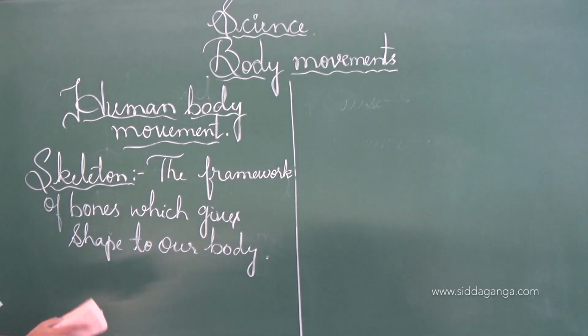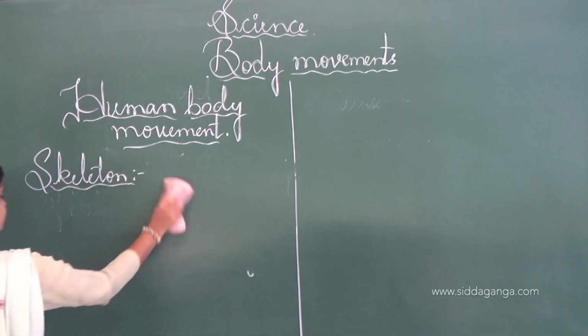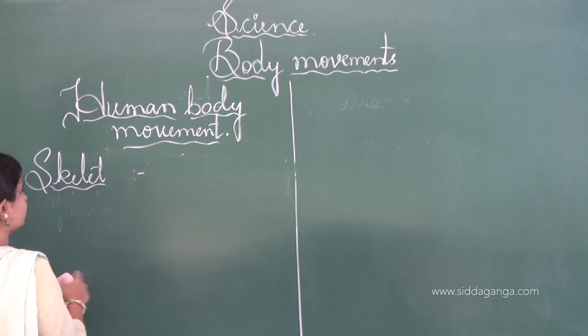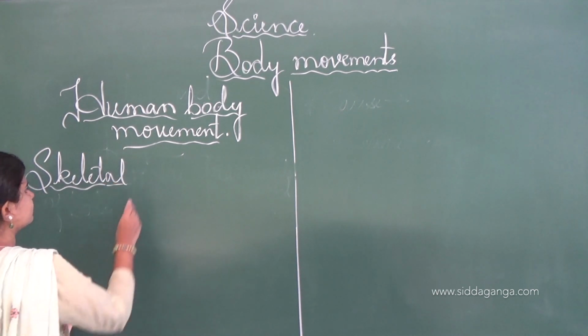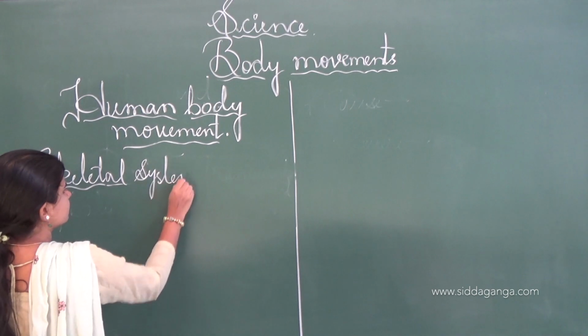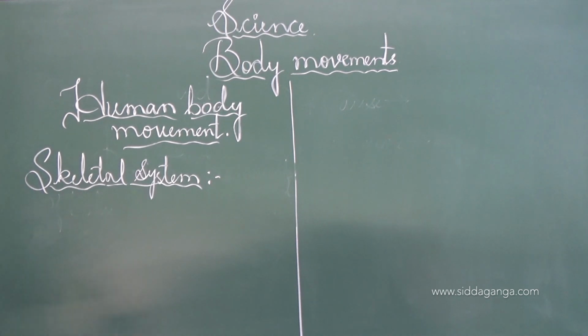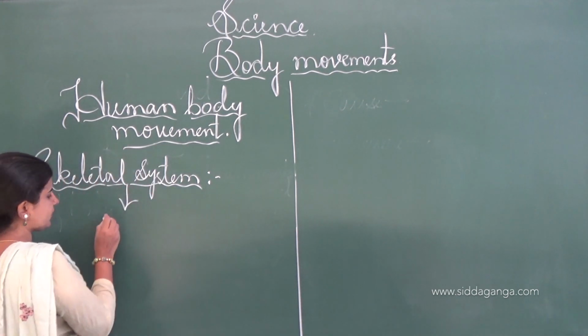Next we shall move on to the skeletal system. Usually the skeletal system extends from the top of the head to the tip of the toe.